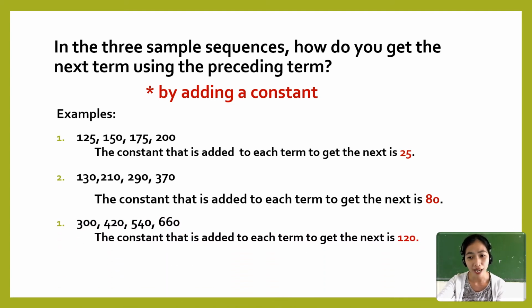Third example. Sorry, there is a typographical error here, but this should be 3. Number 3 is 300, 420, 540, 660. Now, the constant that is added to each term to get the next is 120. That's why we had 300 plus 120, that's 420, plus 120, that gives you 540, plus 120, that gives you 660.